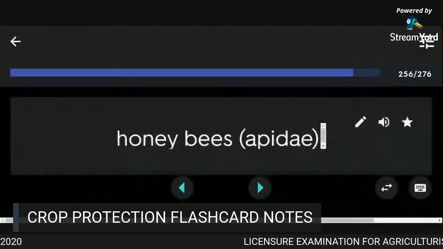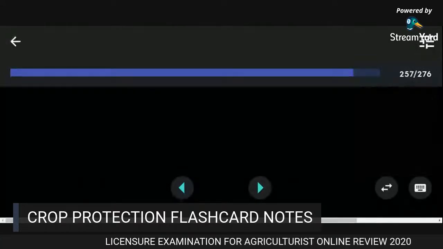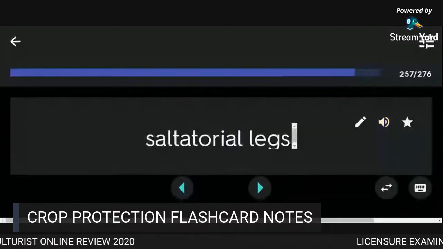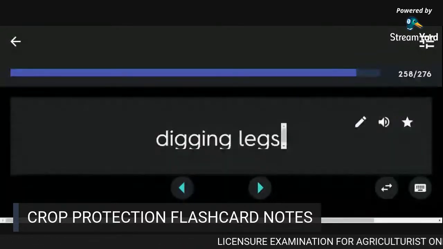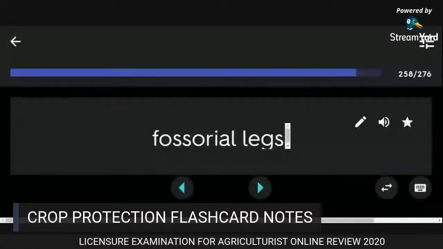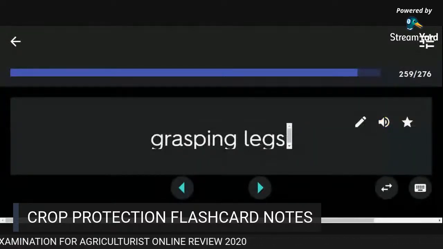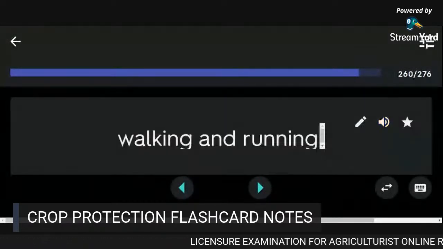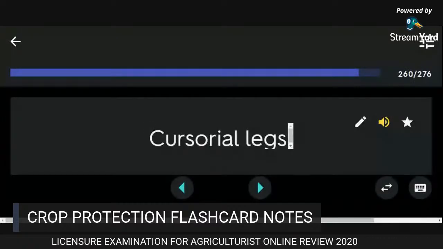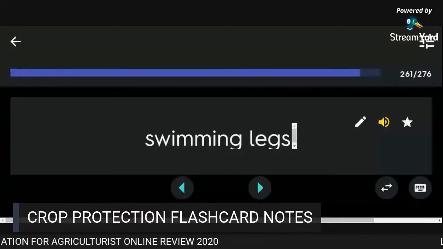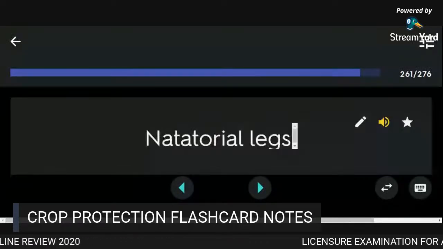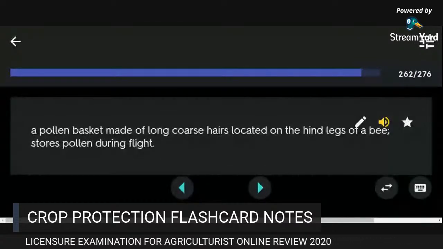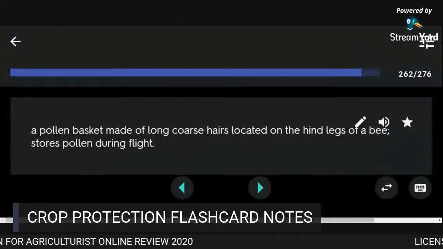Honeybees: chewing, lapping. Jumping legs: saltatorial legs. Digging legs: fossorial legs. Grasping legs: raptorial legs. Walking and running: cursorial legs. Swimming legs: natatorial legs. A pollen basket made of long coarse hairs located on the hind legs of a bee stores pollen during flight: corbicula.